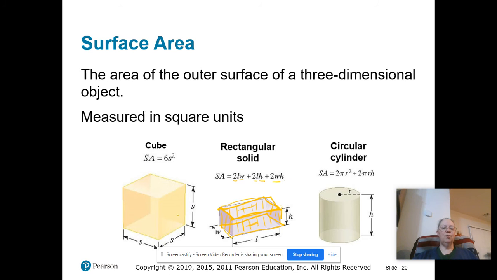With a cube, we've got 6 sides that are identical, and the area is side times side. So we've got 6 of our s squareds.